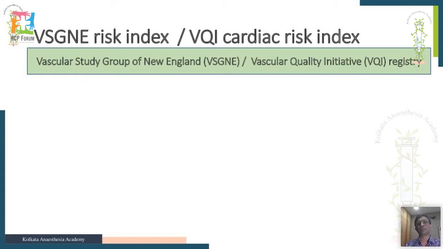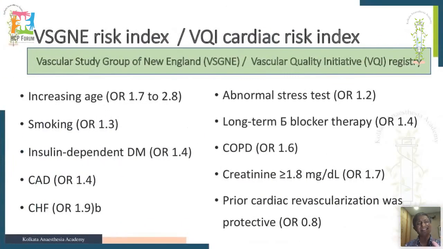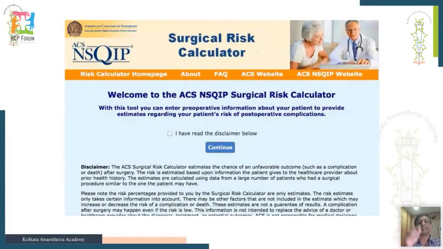It essentially has nearly everything. They have added increased age, smoking, abnormal stress test, long-term beta blocker therapy, COPD, along with whatever was also there in the RCRI. So if you are looking at risk indices for vascular surgery, these are the indices to go to. This is something which, I think, might be helpful if you can use it.